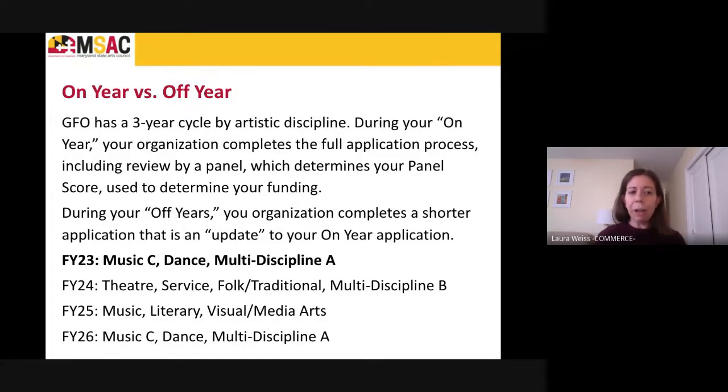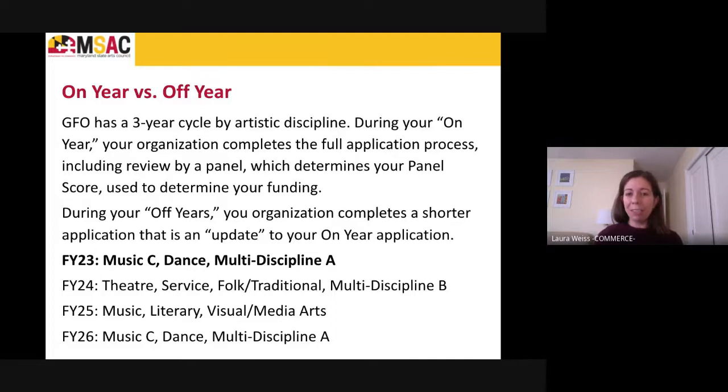So this year, looking forward in this application process, we're looking forward to FY23 funding. The on years for FY23 are our music C category, our dance category, and multidiscipline A category. So those organizations completed an application that they submitted earlier this week. They're going through the whole process. You all would fall into one of these other categories. So you're in an off year for FY23, but just looking forward so you can plan mentally what you're looking for in the coming years.